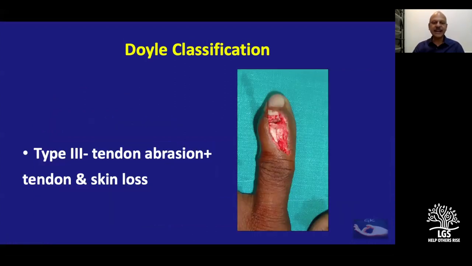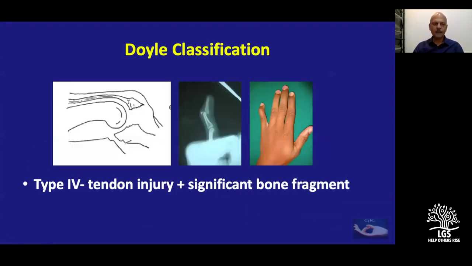Type 3 is tendon abrasion with tendon and skin loss, or tendon laceration and skin loss. Here you can make out, this is the extensor tendon that has been ruptured. This is the skin wound, and the wound is extending up to the nail fold. You can see that. So this is the type 3. These are quite common, but this is also quite common. That is the type 4 tendon injury, which has got a significant bone fragment. You can see the significant bone fragment here, and you can see a volar subluxation. You can see this volar subluxation because this extensor has come out totally.